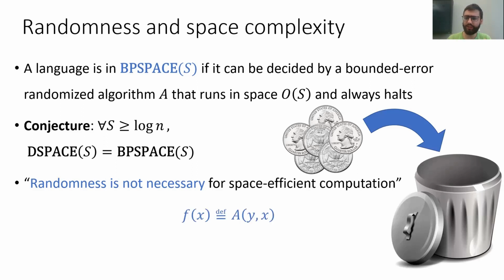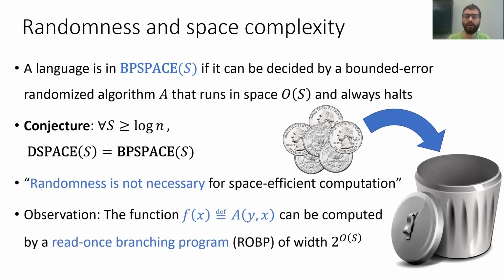To try to prove a conjecture like this, we would like to understand what this algorithm is doing as a function of its random bits. And the first observation is that when we fix the input and look at the function of the random bits, that function can be computed by a model of computation called a bounded width read-once branching program.